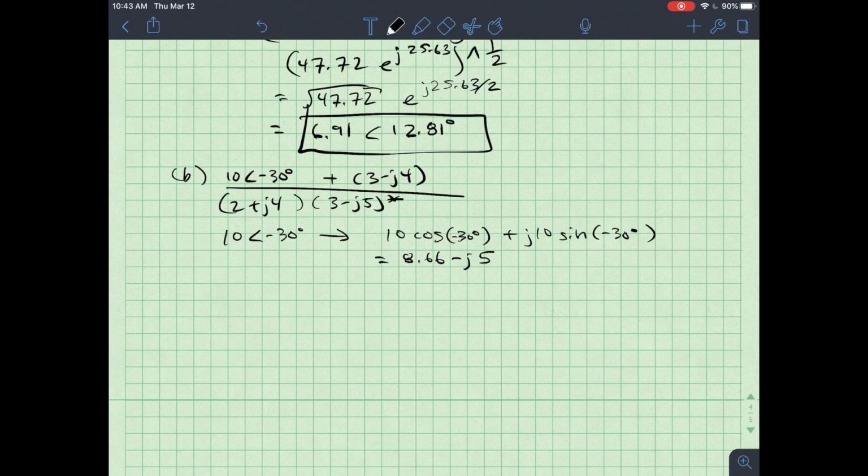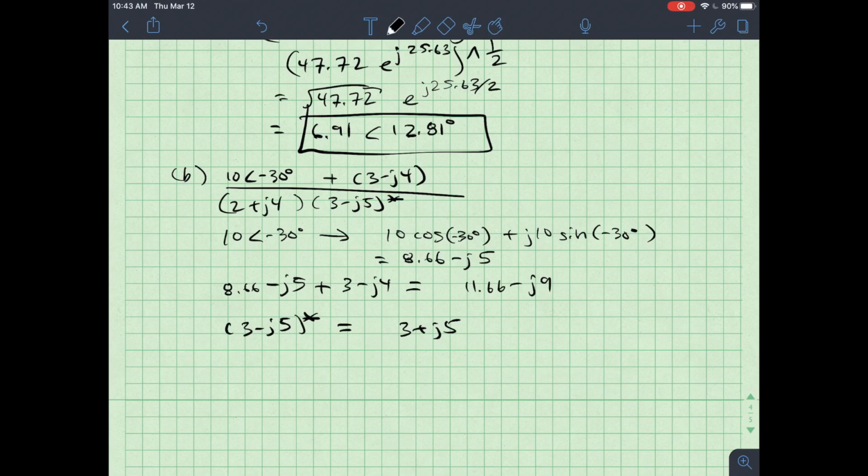And then I'm going to add that to 3 minus j4. That's equal to 11.66 minus j9. Then I can go to the bottom part. In the bottom part, I have two options. The first is that I could convert to polar and then multiply and then maybe convert back to rectangular. I'm not sure if that's a good idea. Or I could just use polynomial multiplication. And I know that the complex conjugate of 3 minus j5 is just equal to 3 plus j5. So why don't I just multiply these out?